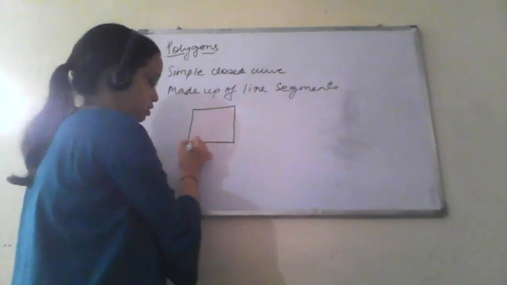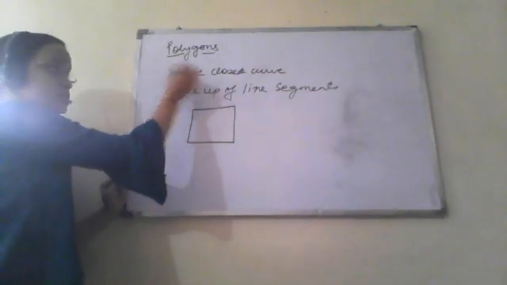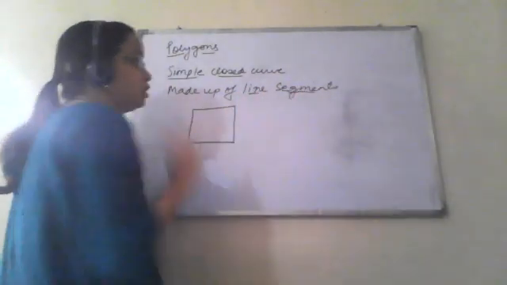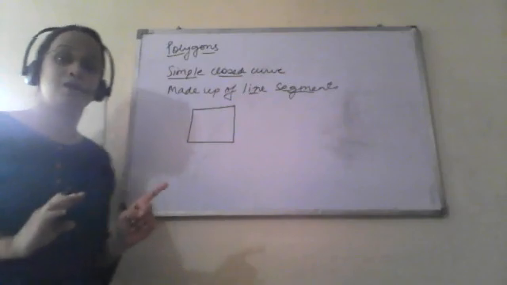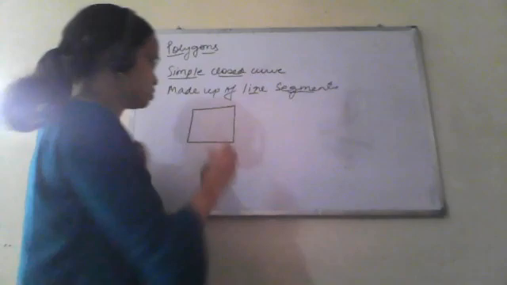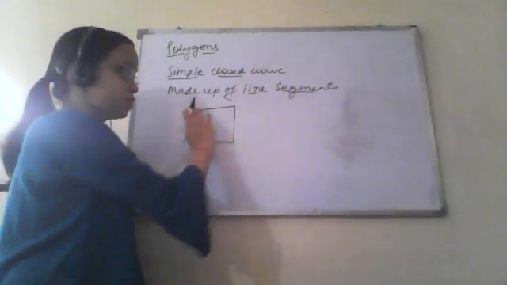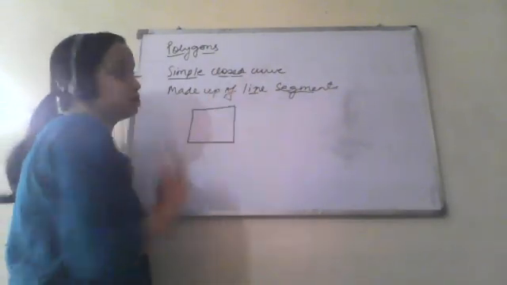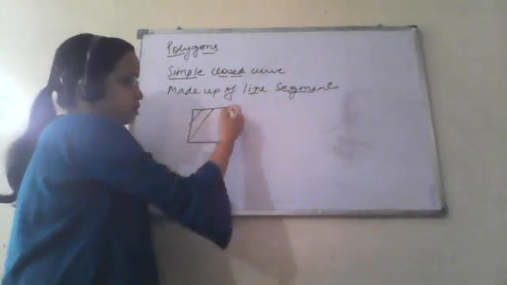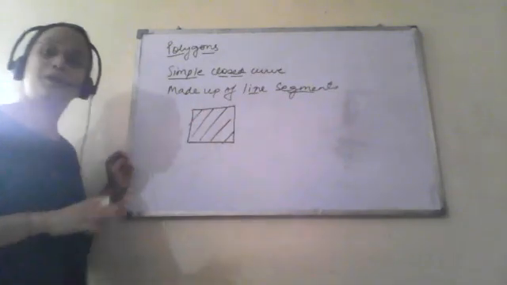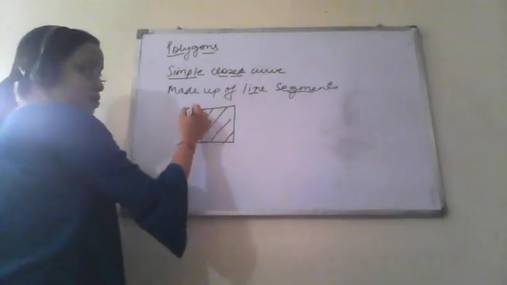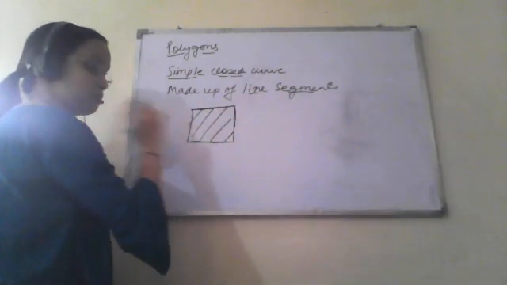Now I'm drawing this figure. So we have to check all these parameters: whether it is simple or not, whether it is a closed curve or not, whether it is made up of line segments or not. Simple curve means it does not cross or intersect itself. So this is simple because it is not crossing itself. Closed curve means it encloses an area. It has no end point and no starting point. Now it is made up of line segments. So it is clear that it is made up of line segments.